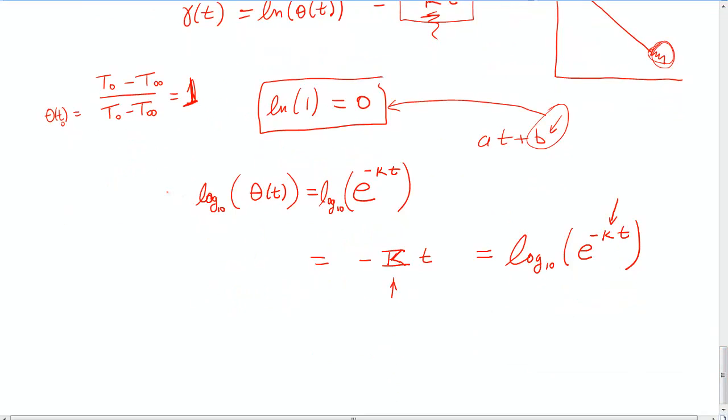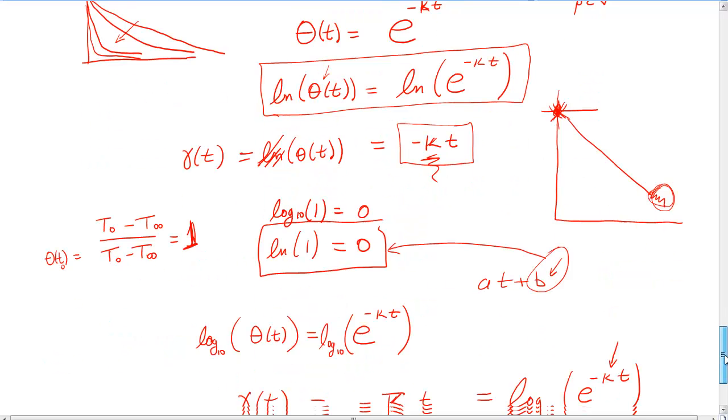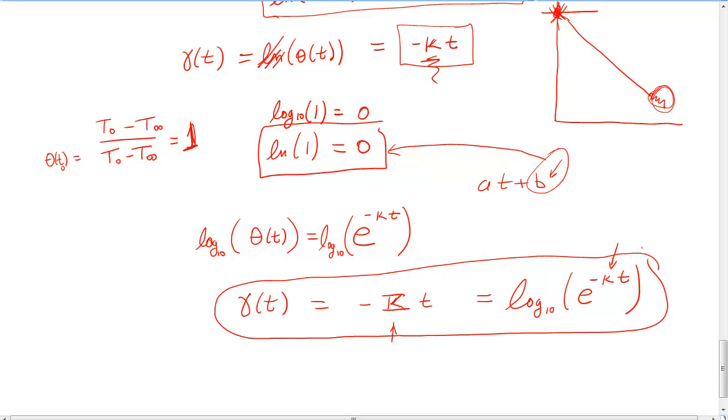So I'm going to have some new function, say gamma of t, in which I'm going to scratch, then I'm going to take a natural log, because it really doesn't matter. I take the log base 10 of 1, I still get 0. But I'm going to come back and pay close attention to this. Let's find what k is.